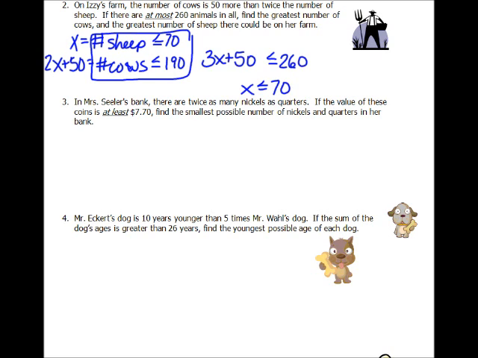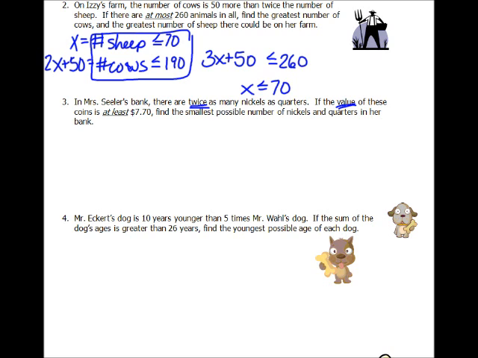In Mrs. Saylor's bank, there are twice as many nickels as quarters. So this gets into doing something with coins. So this is kind of interesting. If the value of the coins is at least 770, find the smallest possible number of nickels and quarters in her bank. So we have not actually explored coin problems. I love coin problems. They're really fun. But the thing is with coin problems, you have to think about the number and the value.